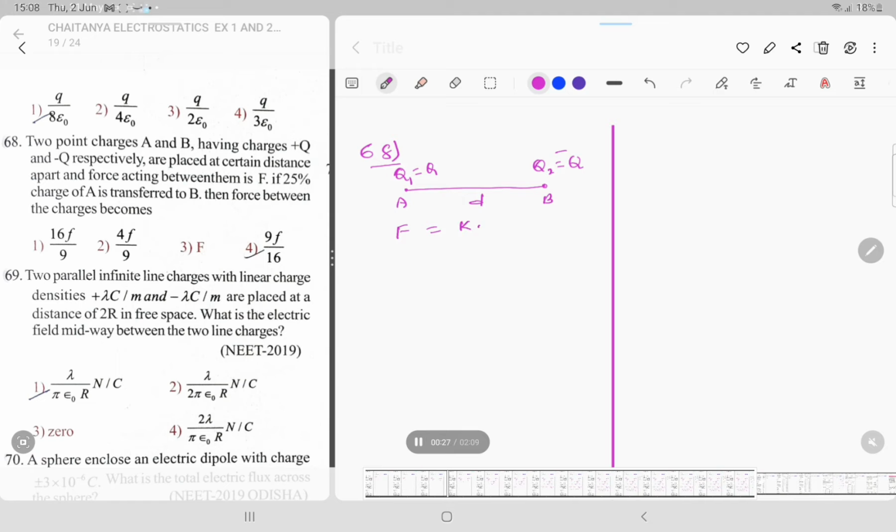So the force which is acting between them is K into Q1 Q2 by D square, where D is the distance between them. Substituting the Q1 Q2 values, we get Q square by D square. This is equation number 1.